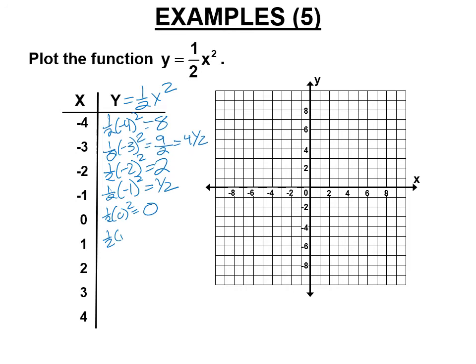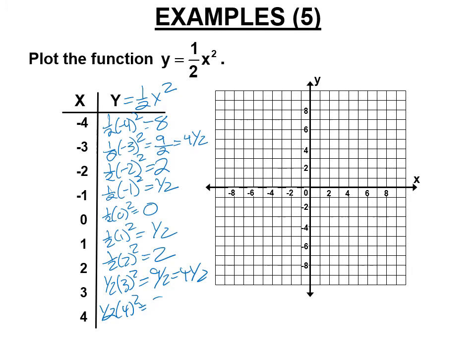1/2 of 1 now. You've done the hard part because you're going to be symmetrical now. We're going to get the same numbers again. 2 squared is 4, half of 4, 2, right? Half of 3 squared. 3 squared is 9, half of that, 9 halves, or 4 1/2. Half of 4 squared. 16, half of 16 is 8.